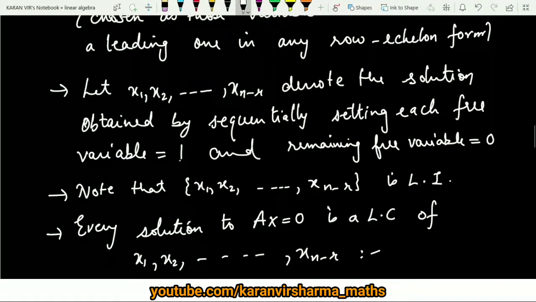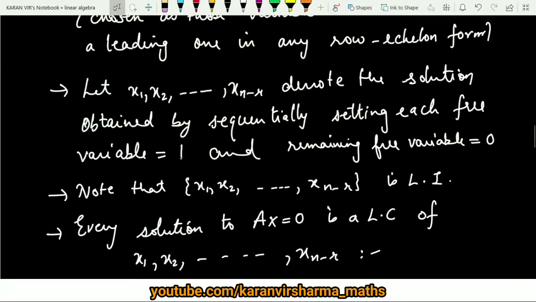So the next step is: let x1, x2 and so on to xn minus r denote the solutions obtained by sequentially setting each free variable as 1. So I will be sequentially setting each free variable equal to 1 and the remaining free variables equal to 0. The solution corresponding to this will be x1, x2 and so on to xn minus r. Now what I will show is that these x1 up to xn minus r are linearly independent.